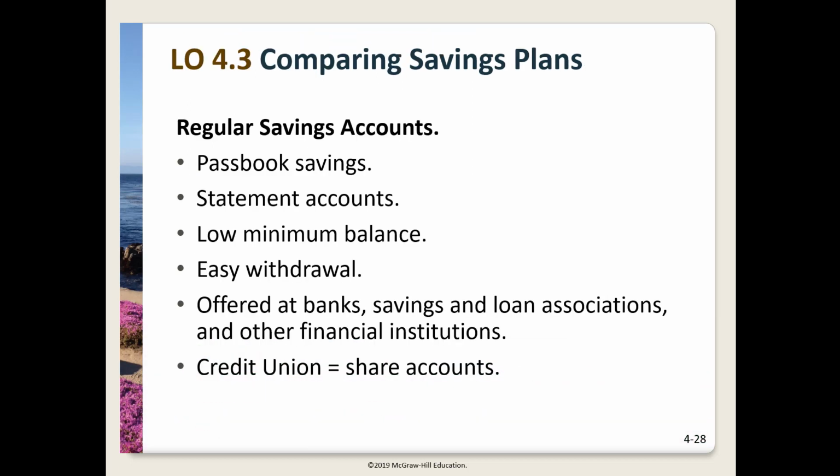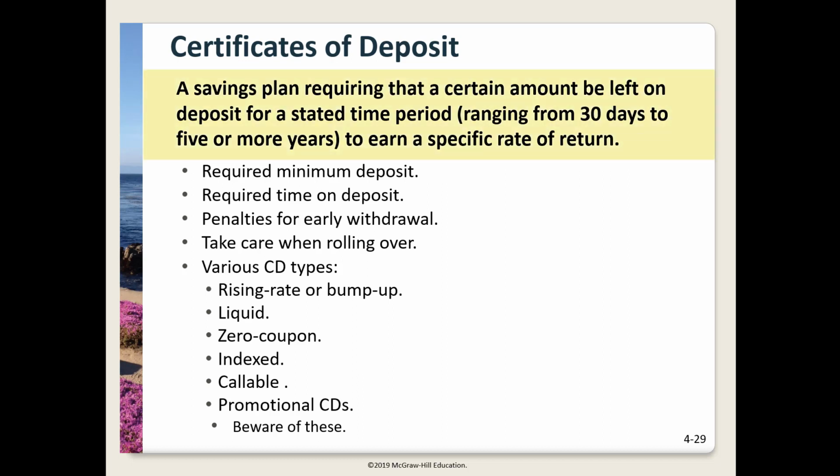Let's move to savings. Regular so-called passbook savings is the most common. Virtually no minimum balance, but a very low rate of return. Easy withdrawal, they're insured. Most of us probably started with a savings account as children. A savings account at a credit union is termed a share account, since you're basically a shareholder in the credit union.